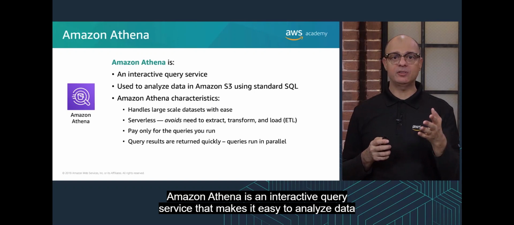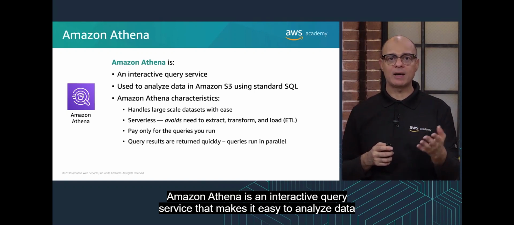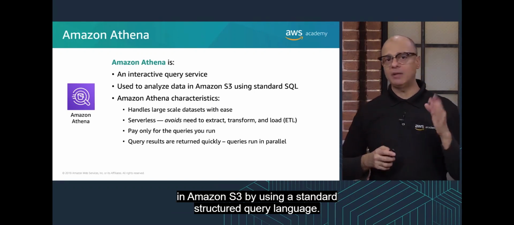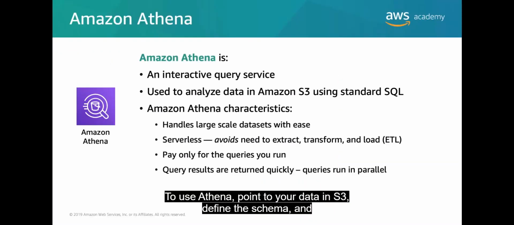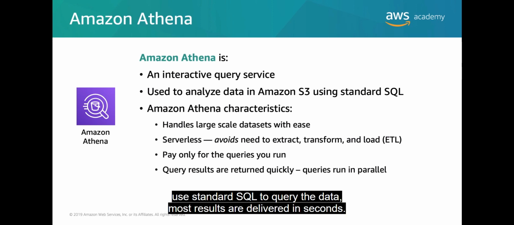Amazon Athena is an interactive query service that makes it easy to analyze data in Amazon S3 by using standard structured query language. To use Athena, point to your data in S3, define the schema, and use standard SQL to query the data. Most results are delivered in seconds.